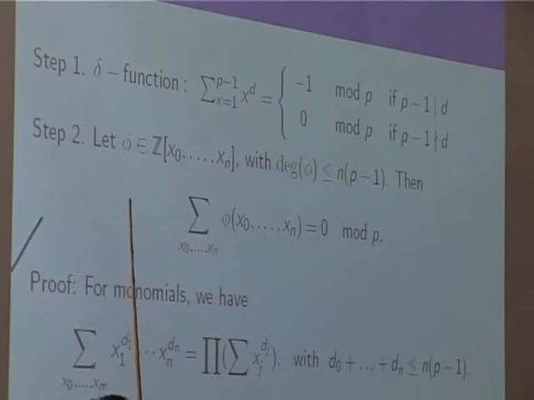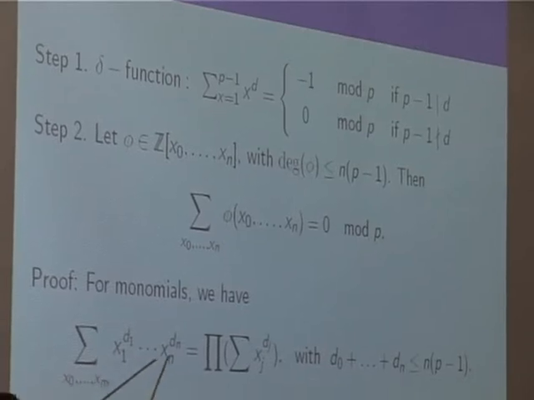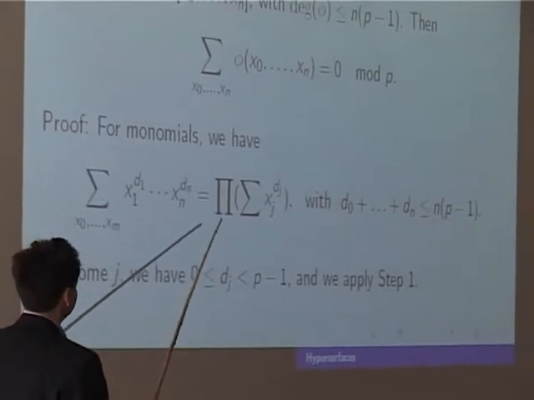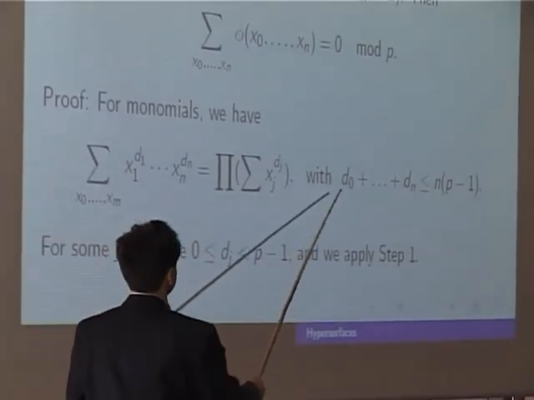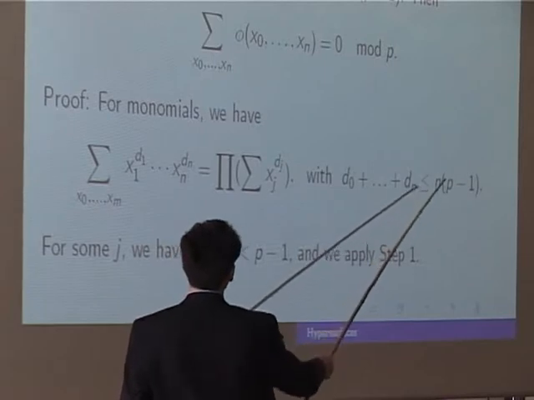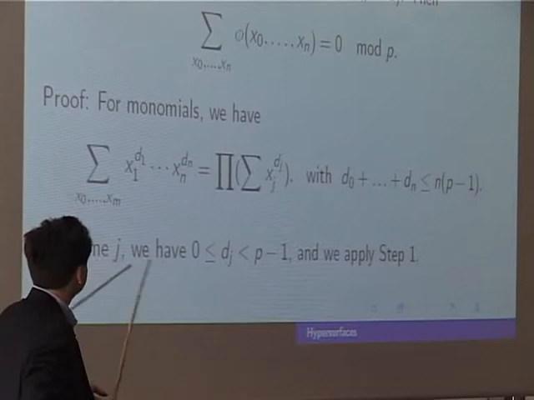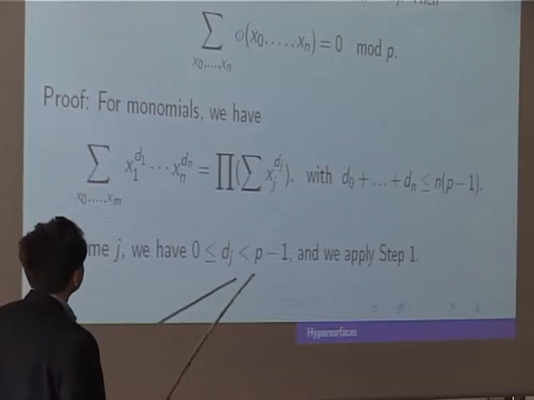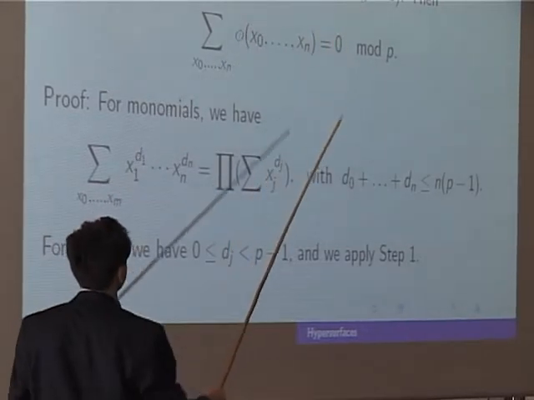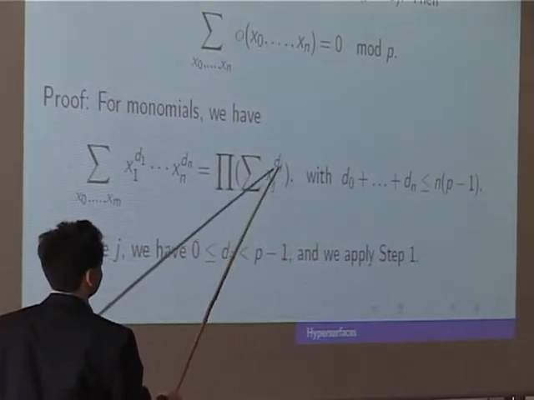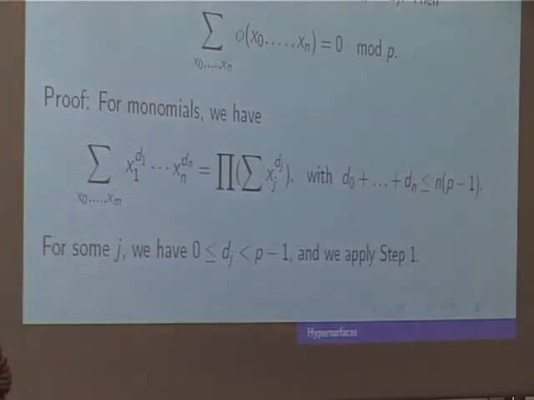So how do we do it? Well, this is the equation with coefficients in the integers. We just do it for monomials. So we have some monomial, d1, ..., dn, they are fixed, and we are summing over all the x's. And you write it as a product, and then the sum of the degrees is going to be less than this. And then you see that for one of those indices, you have to be in this range, and in this range, you can't have p minus 1 dividing the dj, and so you get 0, and you can apply step 1. One of the sums is 0.